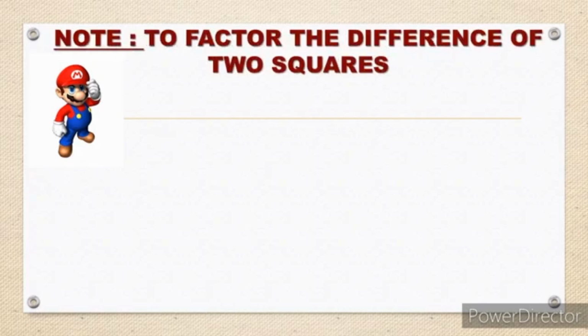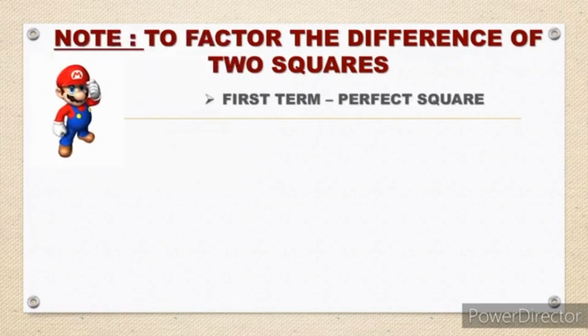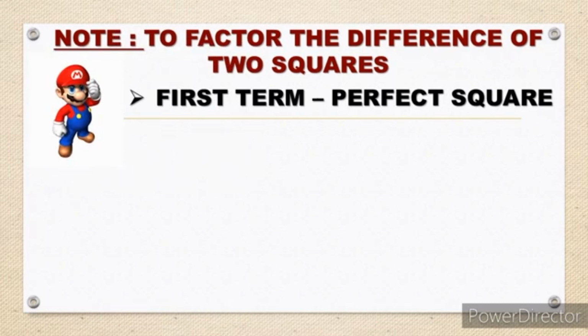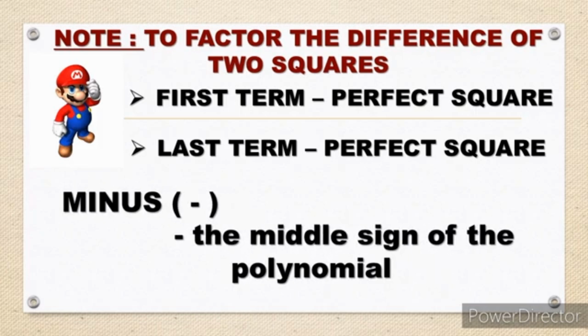Note, to factor the difference of two squares, the first term must be a perfect square. Next, the last term, or the second term, must be a perfect square. Minus is the middle sign of the polynomial.